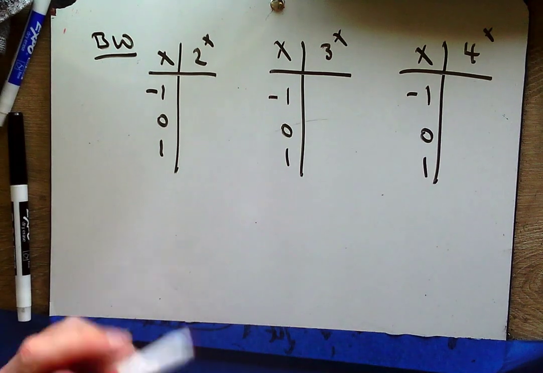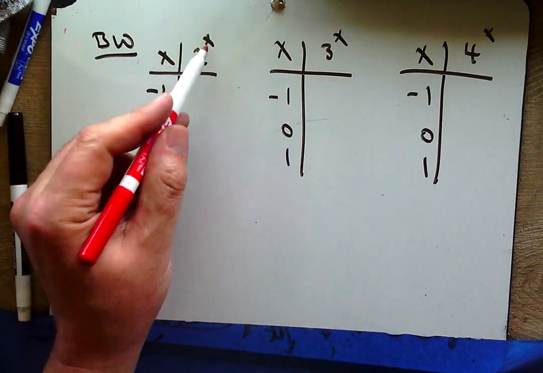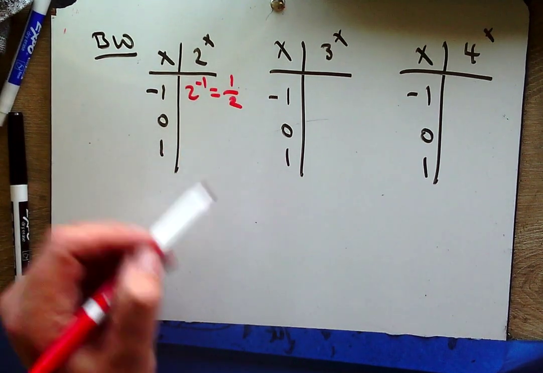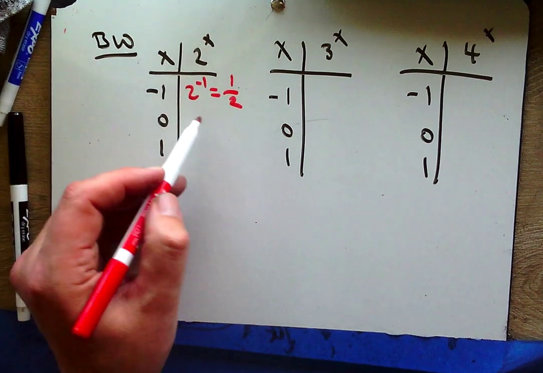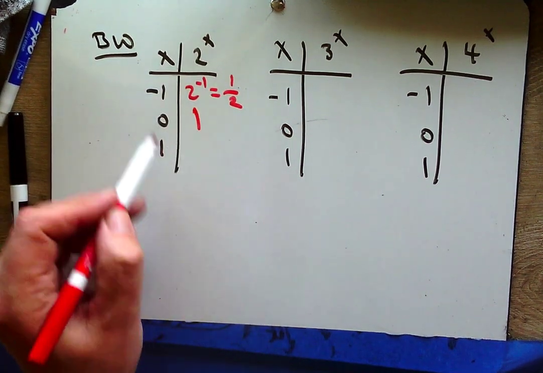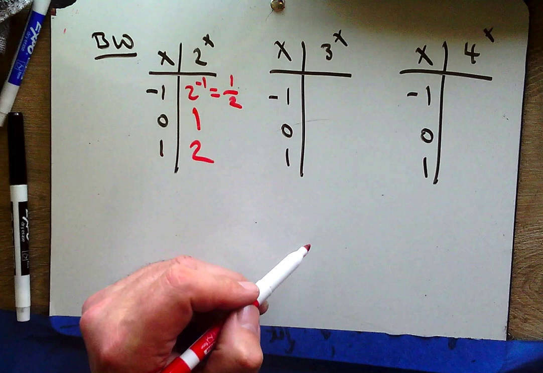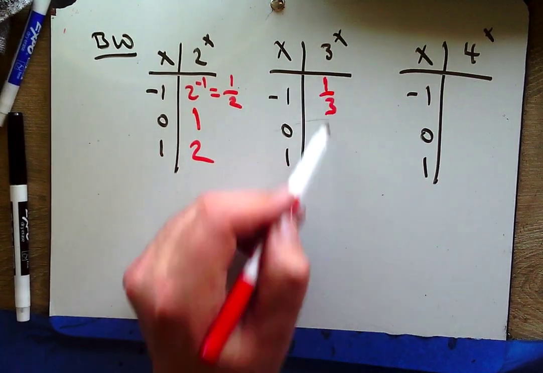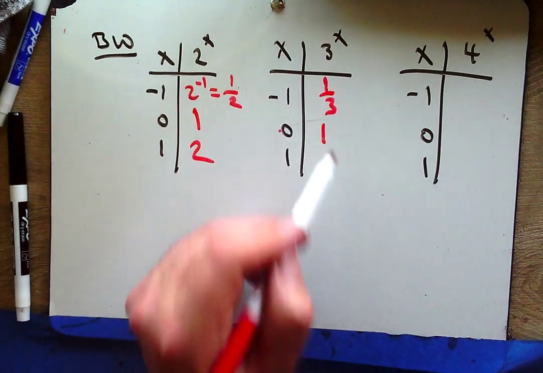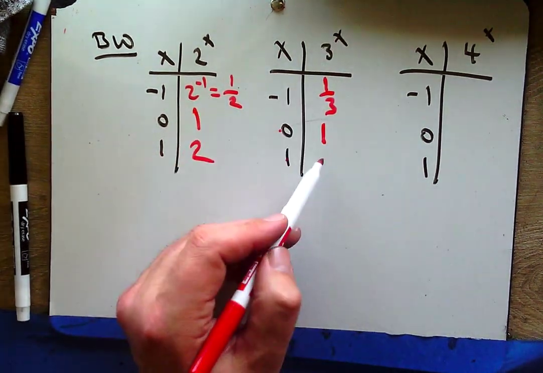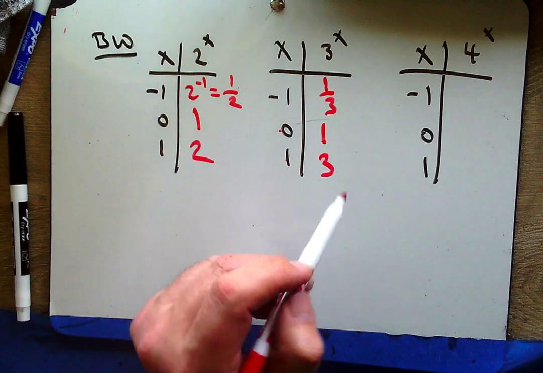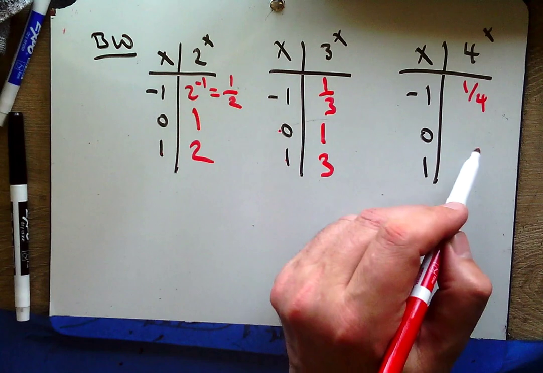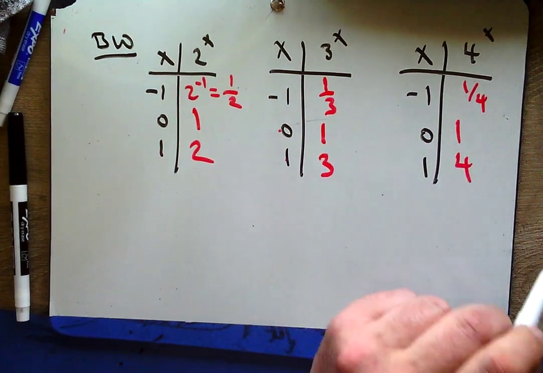Hey, welcome back. So if I plug a negative 1 in there, it's 2 to the minus 1, which is the same as 1 half. If I plug a 0 in there, 2 to the 0 is 1. And if I plug a 1 in there, I get 2. And if I plug this negative 1 here, I get 1/3. If I plug a 0 there, I get 1. If I plug a 1 there, I get 3. And any thoughts on here? Yep, 1/4, 1 and 4.